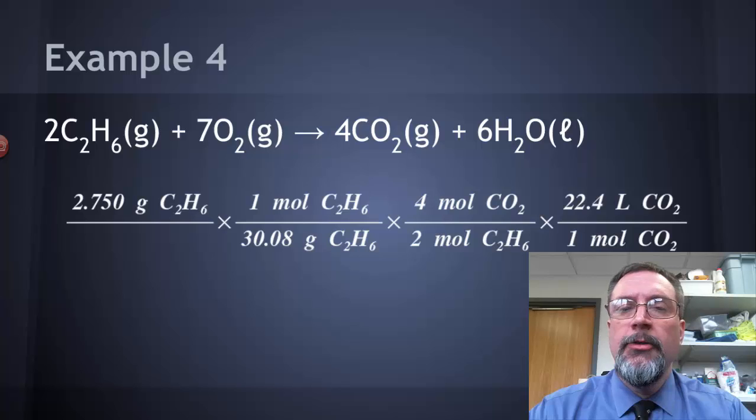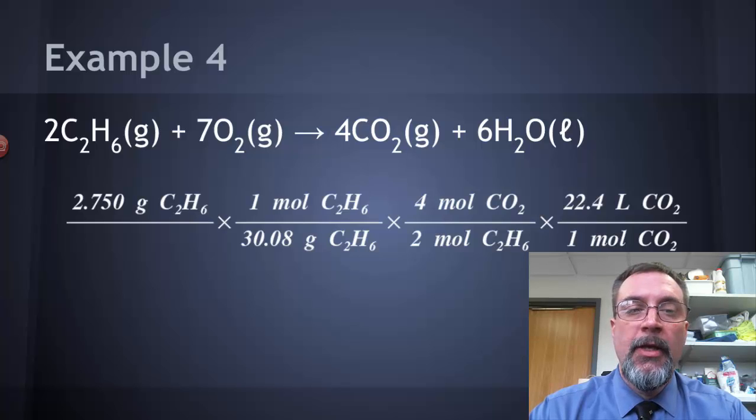We know that we're starting with 2.750 grams of C2H6. The first step of any stoichiometric calculation after I've got my balanced equation is get to moles. So I need the molar mass of C2H6, which is 30.08. So 1 mole over 30.08 grams. That'll cancel grams out and leave me with moles of C2H6.